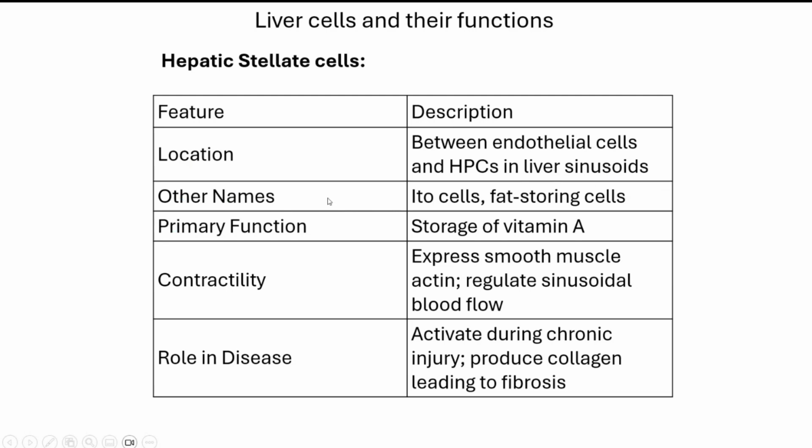So to summarize, the hepatic stellate cells are located between endothelial cells and hepatocytes in liver sinusoids. Other names: Ito cells and fat storing cells. Primary function is storage of vitamin A. Contractility: they express smooth muscle actin and regulate sinusoidal blood flow. Role in disease: they activate during chronic injury and produce collagen, leading to fibrosis.